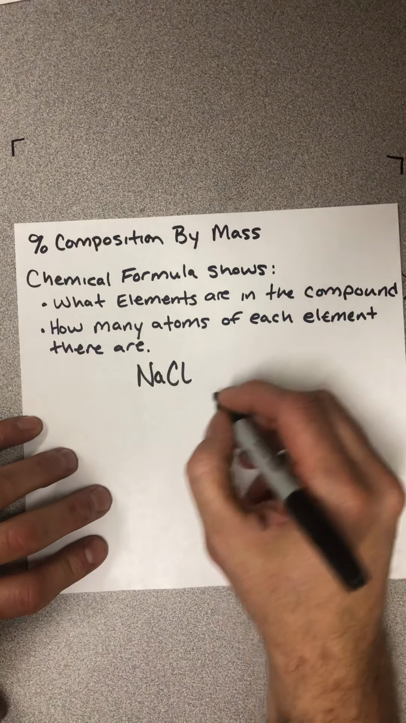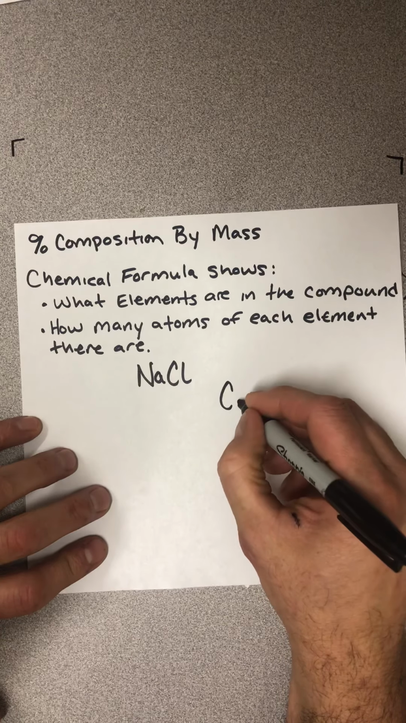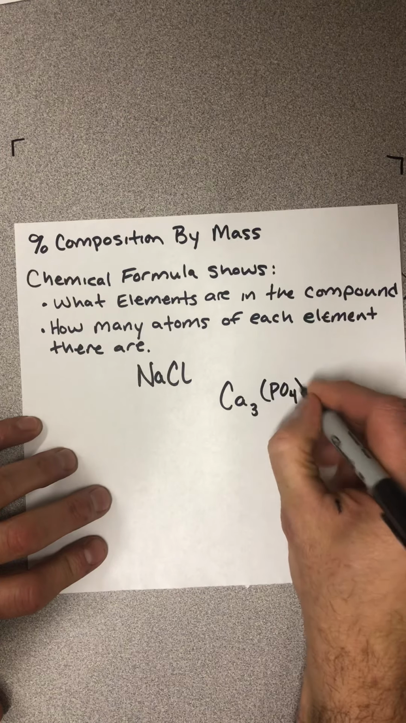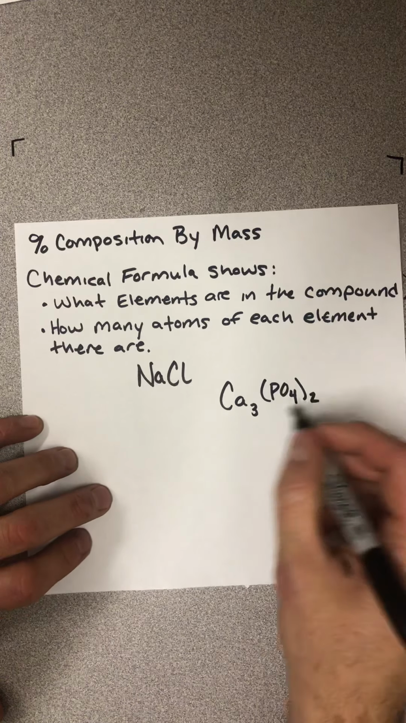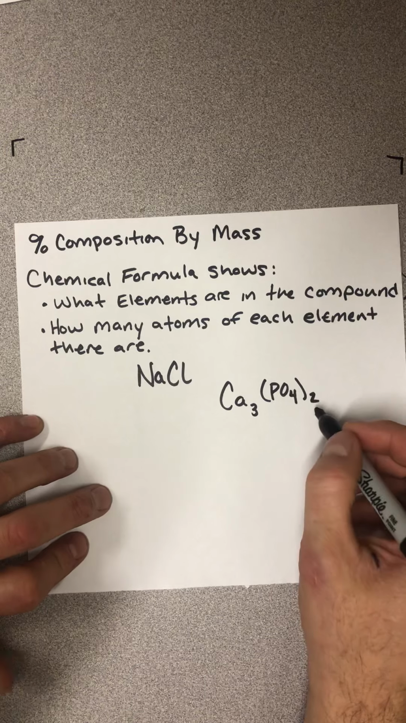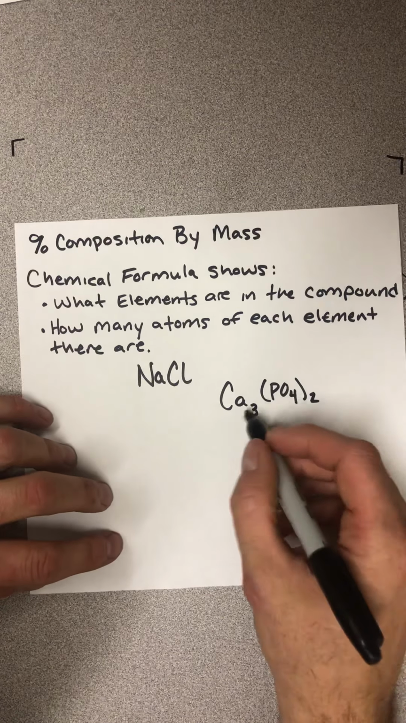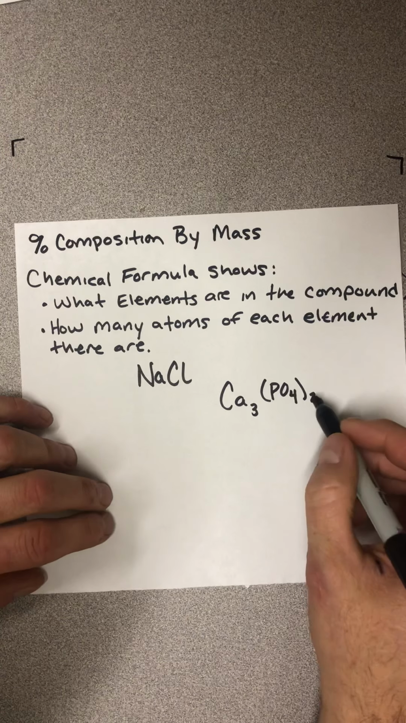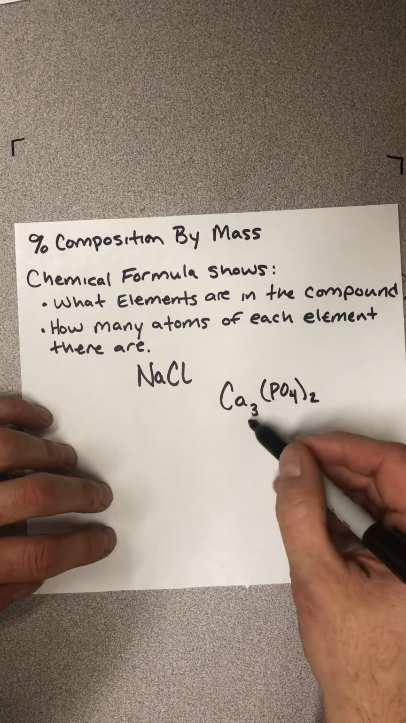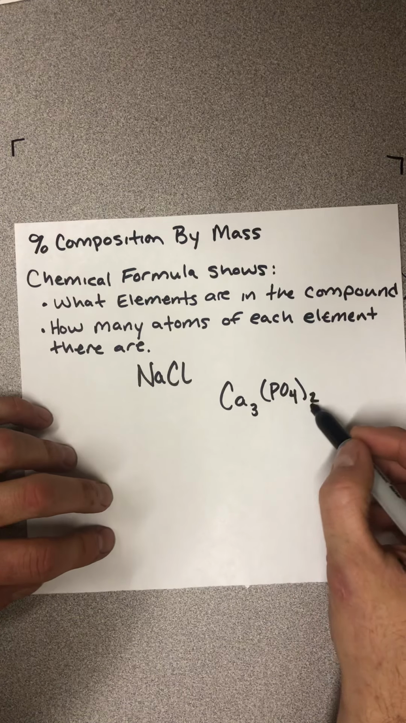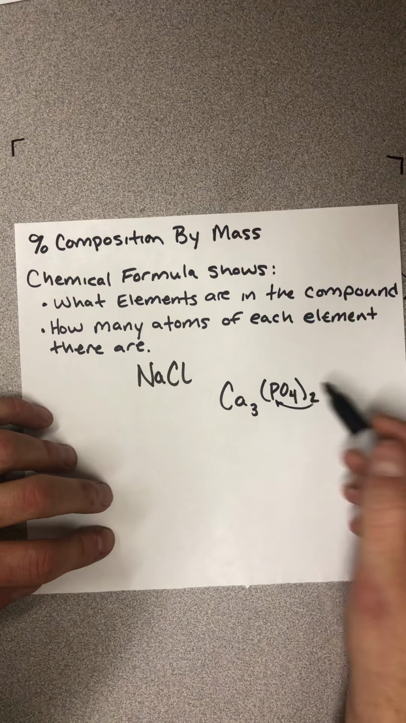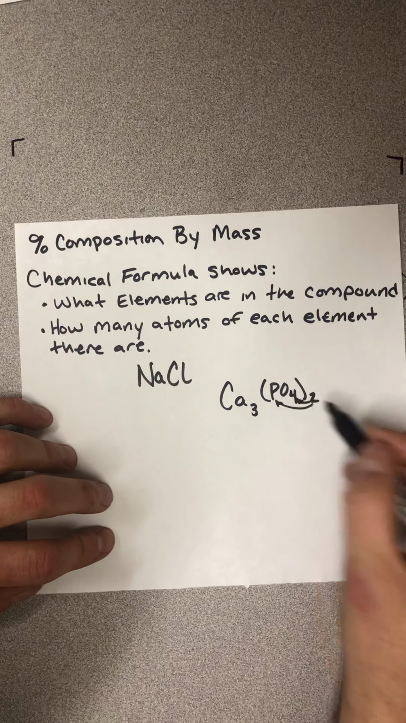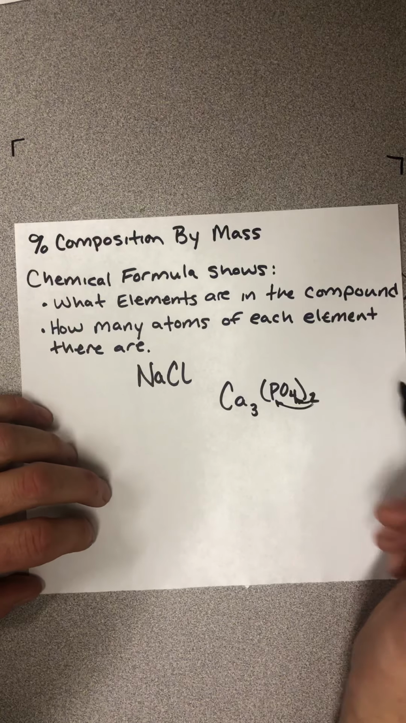Okay, a little more complicated formula might be something like calcium phosphate, Ca3(PO4)2. With these parentheses and an outside subscript, it's easy to see what elements are there, but then you have to do a little very easy math to determine how many of each atom there are. So 3 calciums, the 2 would distribute to the phosphorus, so 2 phosphorus atoms, and then 8 oxygen atoms, right? So that's what a chemical formula does for you.